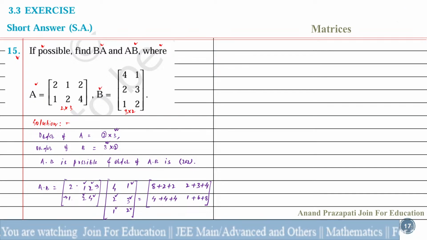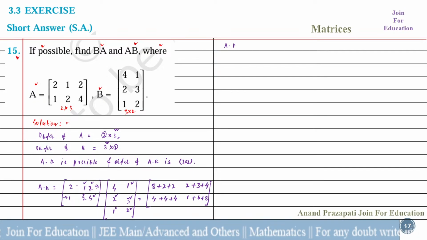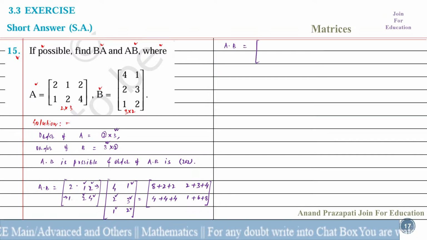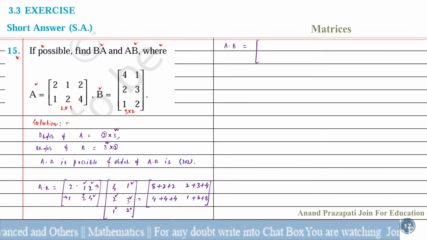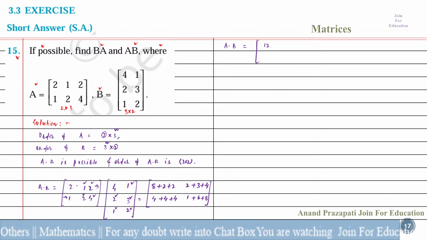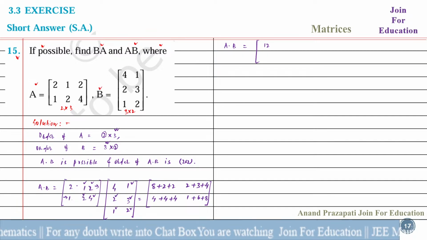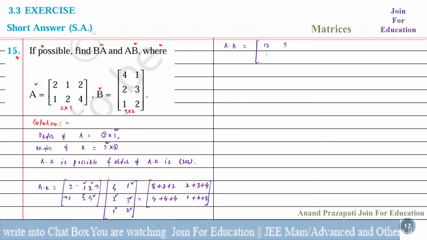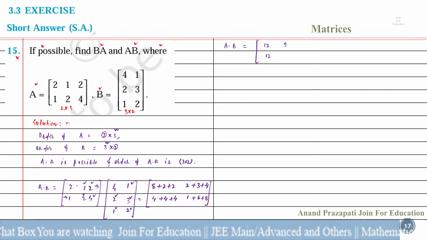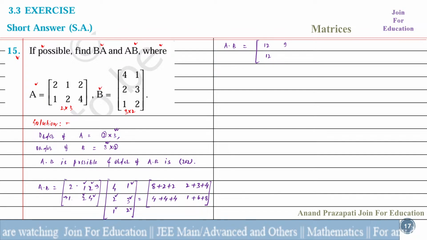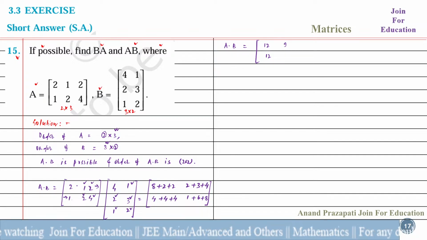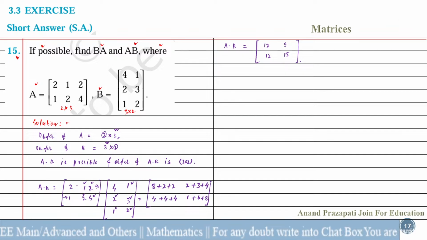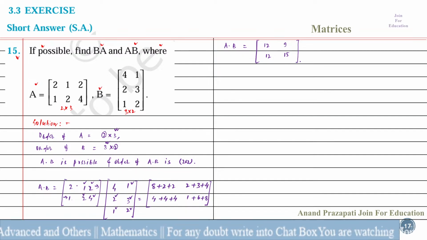Therefore A into B will be equal to, we write down here 12 and 4, 3, 7 plus 2, 9 and 12 and here 8, 6, 14 plus 1, 15. Hope there is no problem to understand up to this step.